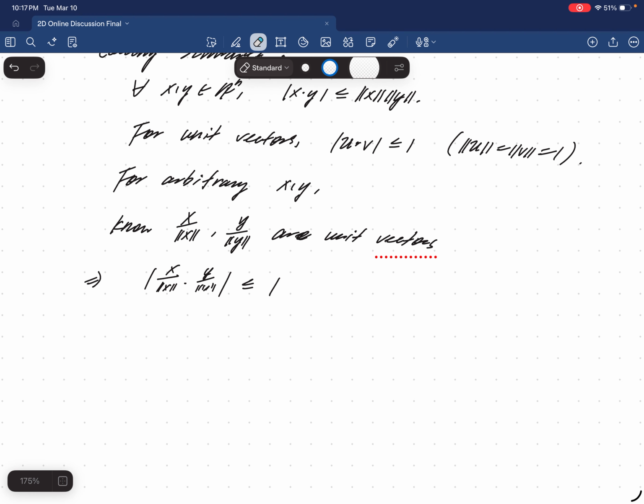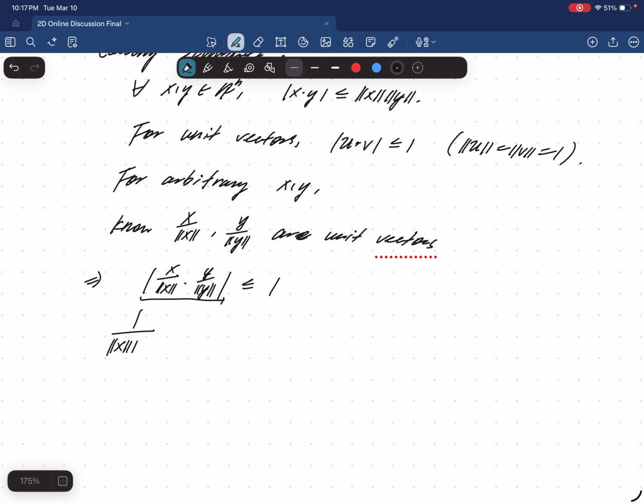But this left-hand side, I can pull out the 1 over the norm of x and 1 over the norm of y because the inner product is linear. This is equal to 1 over norm x times norm y, times x dot y. And I know this is less than or equal to 1. And moving this to the other side basically gives me Cauchy-Schwarz.